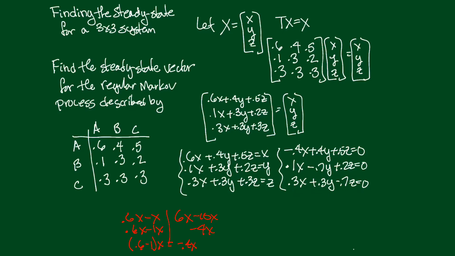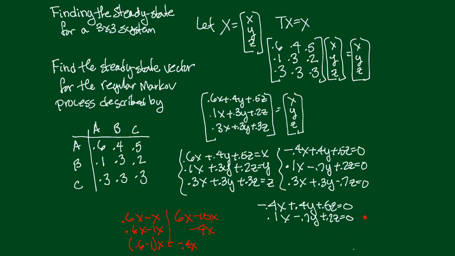So here's what we're going to do. This works every time. If you have a 2 by 2, toss out one equation. If you have a 3 by 3, toss out one equation, and it doesn't matter which one. If you had a 4 by 4, toss out one equation. It doesn't matter which one. So I'm going to keep the first two. I'll take negative 0.4x plus 0.4y plus 0.5z equals 0, and the next one, 0.1x minus 0.7y plus 0.2z equals 0. And I'm going to toss out that third equation and replace it.